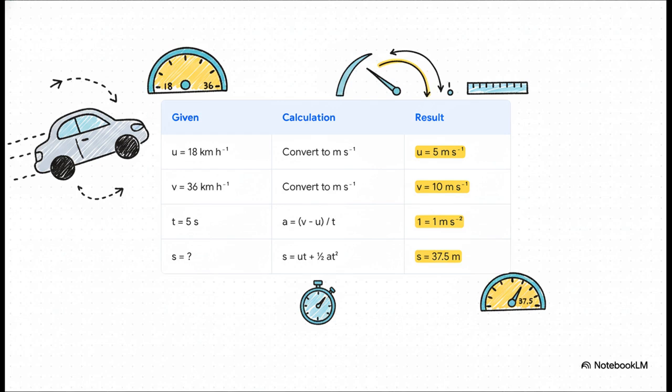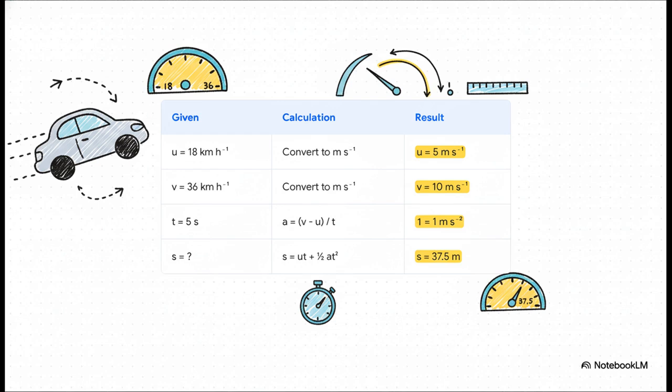Now, please pay close attention here. This is a very common place for mistakes. The velocities are in kilometers per hour, but the time is in seconds. We must convert everything to standard SI units, which is meters per second. To convert kilometers per hour to meters per second, we multiply by 1,000 and divide by 3,600. So u becomes 5 meters per second, and v becomes 10 meters per second. Now our units are consistent.